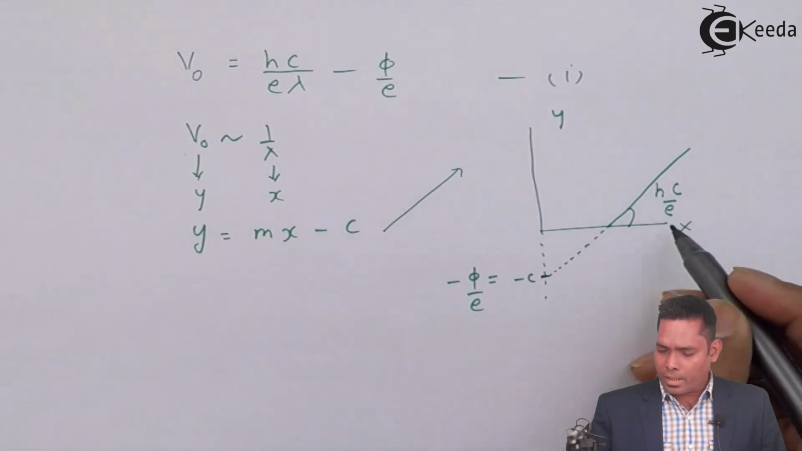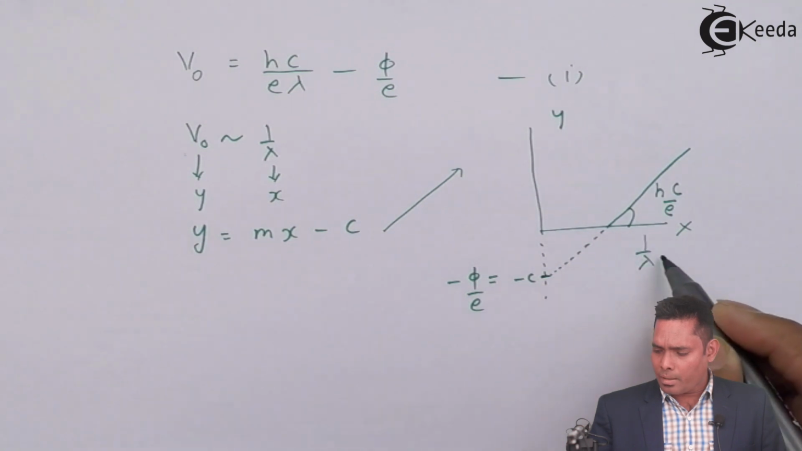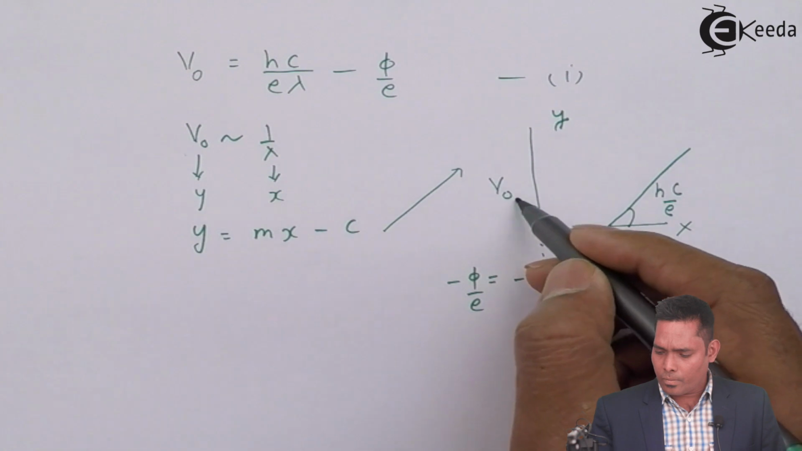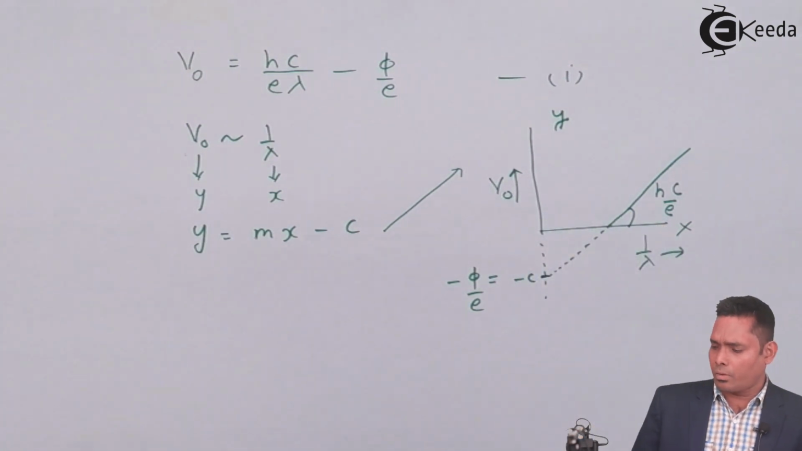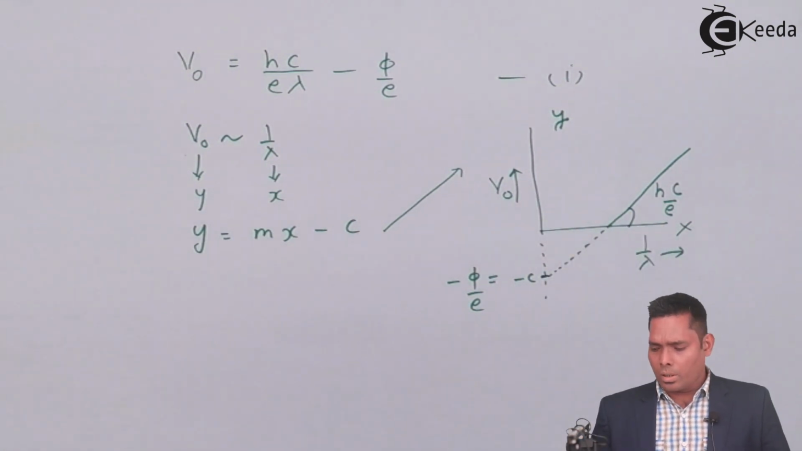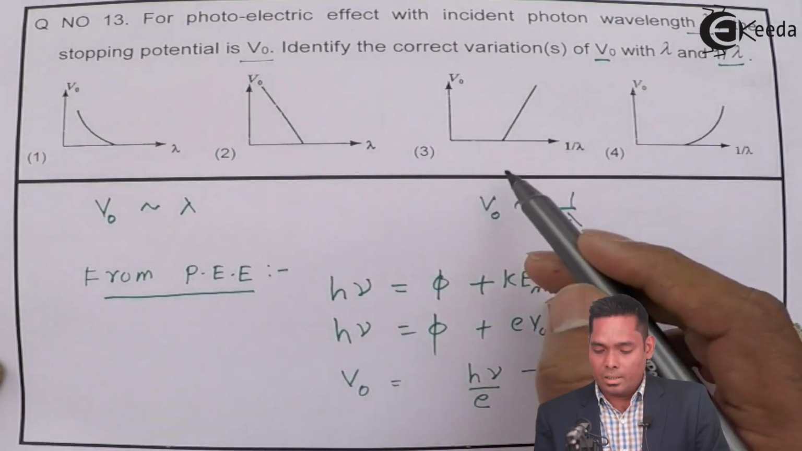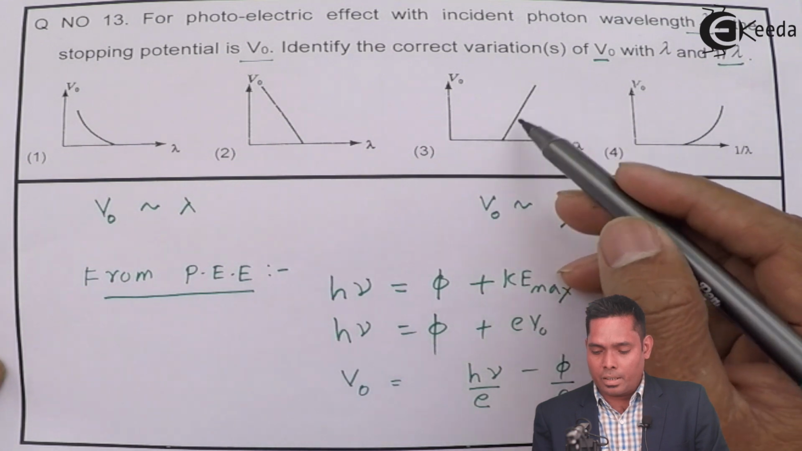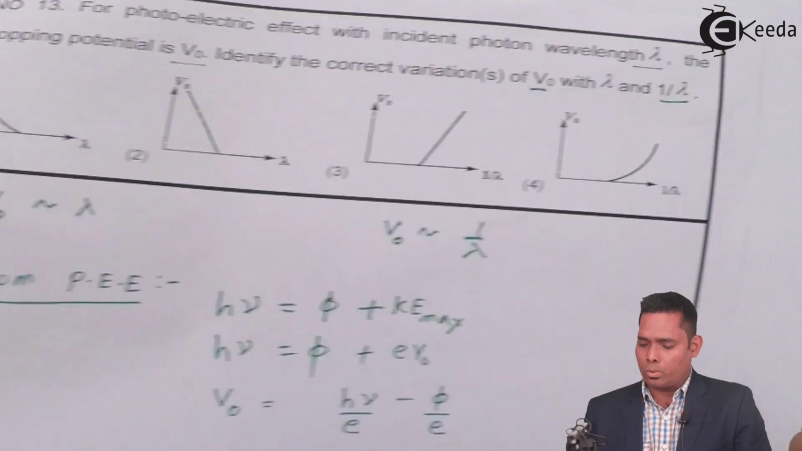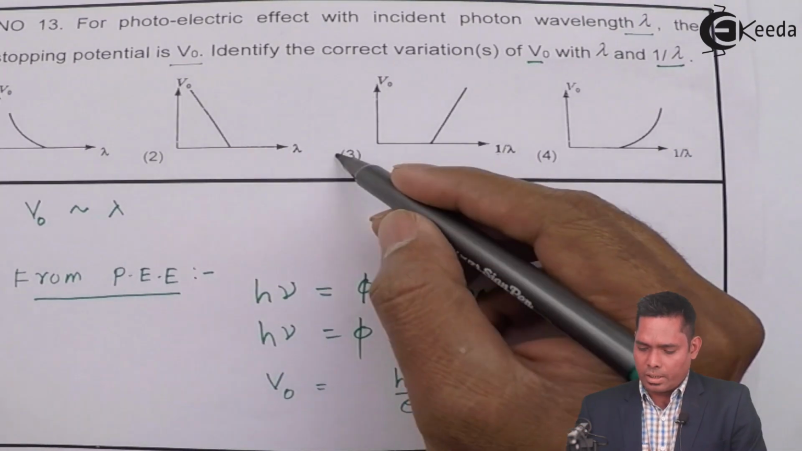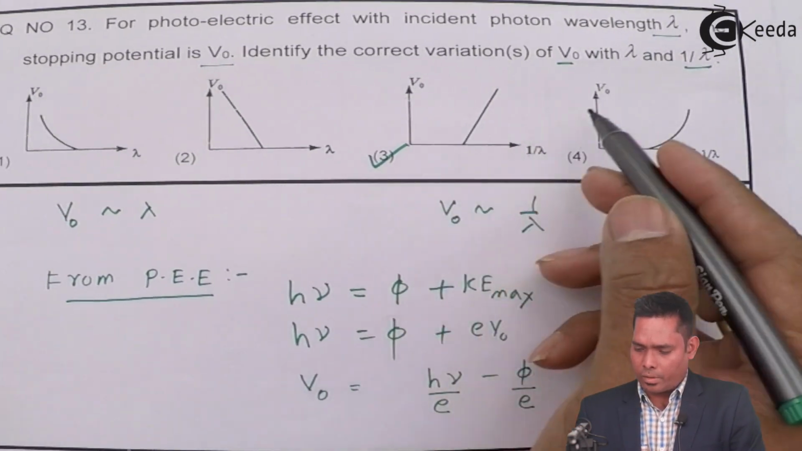So on the x-axis I put 1 upon lambda, and on the y-axis I put V naught. This is how the graph will look, and therefore, looking at the question, option number 3 is correct. V naught versus 1 by lambda is a linear graph with slope equal to hc by e. So this is the correct option.